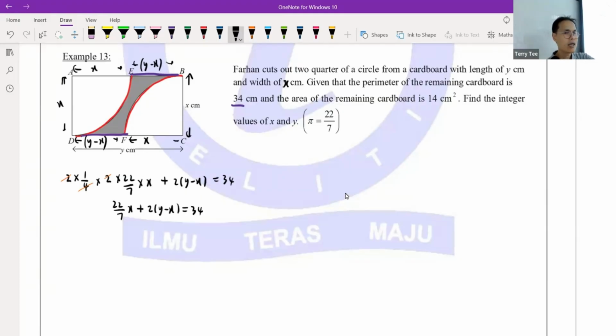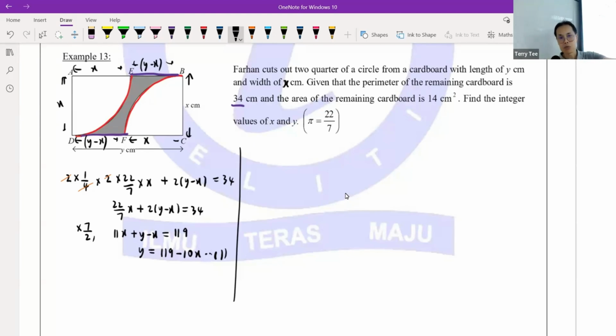Now, for me, right, I'll just multiply everybody by 7, divide by 2. Because I don't like the fraction. I don't like the 7. But I notice all these 3 terms can be divided by 2. So that will give us 11x and y minus x. This will be what? 34 divided by 2 is 17, right? 17 times 7 gives us what? 119, isn't it? So let's make y as a subject. Y should be 119 minus 10x. Okay, equation number 1.